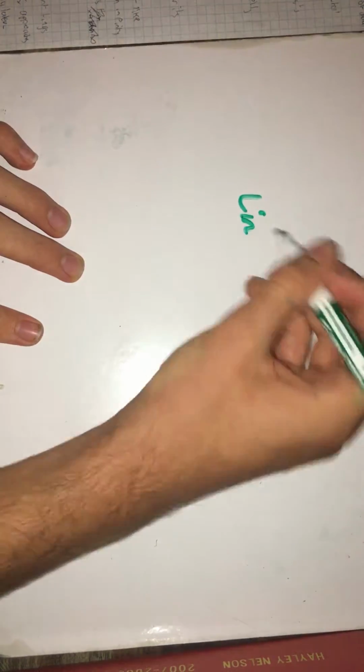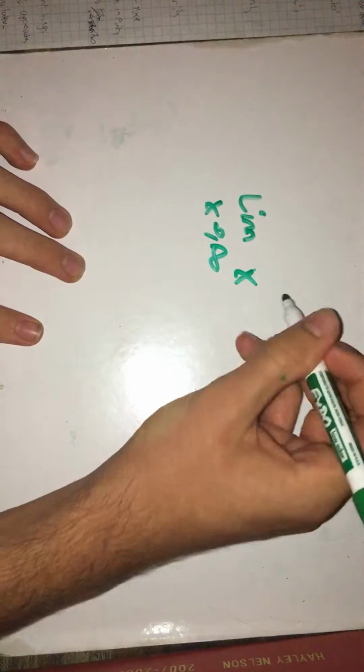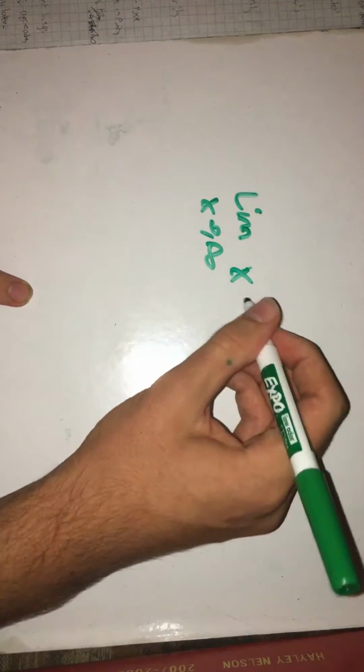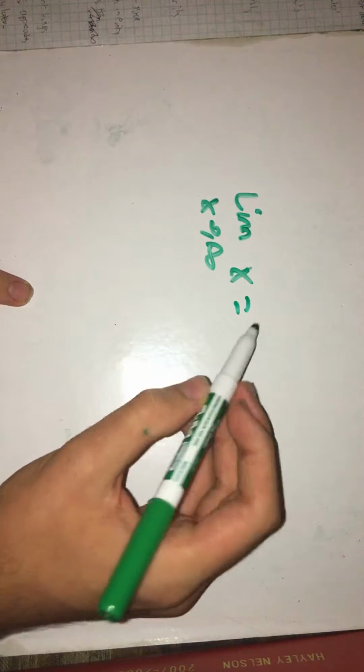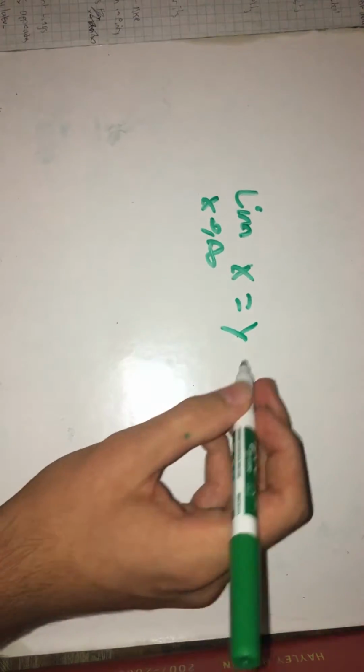However, we can plug in something as a limit approaches infinity. So we can say limit as x approaches infinity of x, and as the x value gets greater and greater, the y value is also going to get greater and greater, and then y is going to equal infinity.